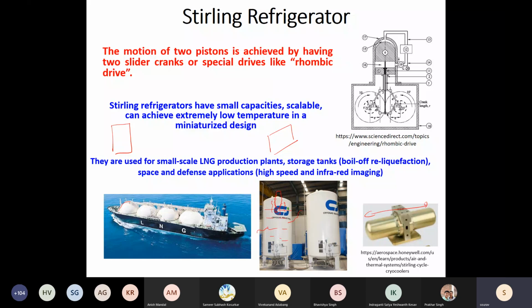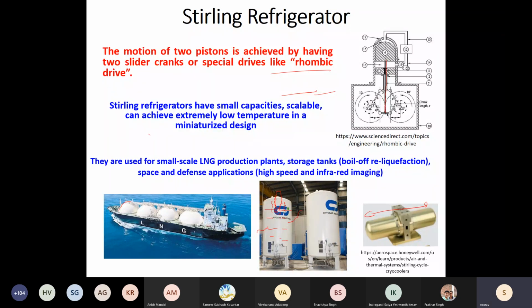And this is one such mechanism which is shown here. There are various ways of achieving the two-piston motion that we have discussed. You can have those two crankshafts at two ends. You can also have the crankshaft at one end, and you use one piston which is hollow and another piston which is solid. One connecting rod is solid and one connecting rod is hollow. The solid connecting rod goes all the way till this point, and the hollow one is connected to this piston. This special drive is called a rhombic drive. You can see the animation on YouTube.